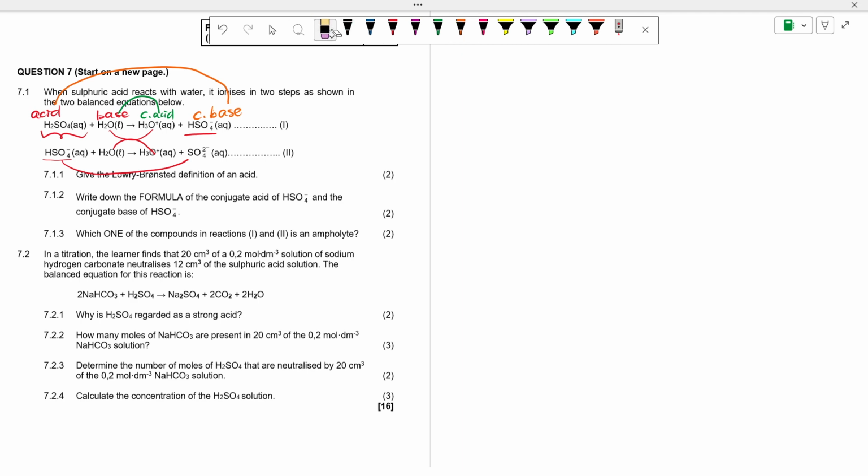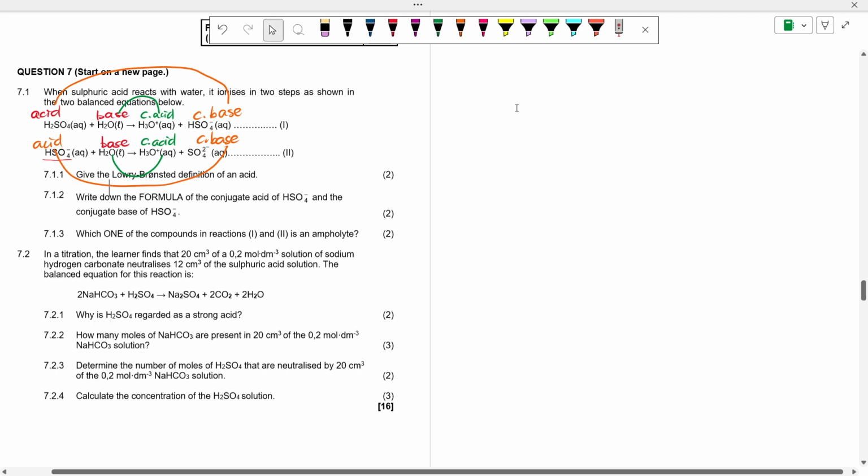Okay, you can do the same on the bottom, already indicated, but now you check and see that water still acts as a base, so that's not an ampholyte. A lot of people can make that mistake. Conjugate acid, conjugate base. These 2 are conjugates. These 2 are conjugates.